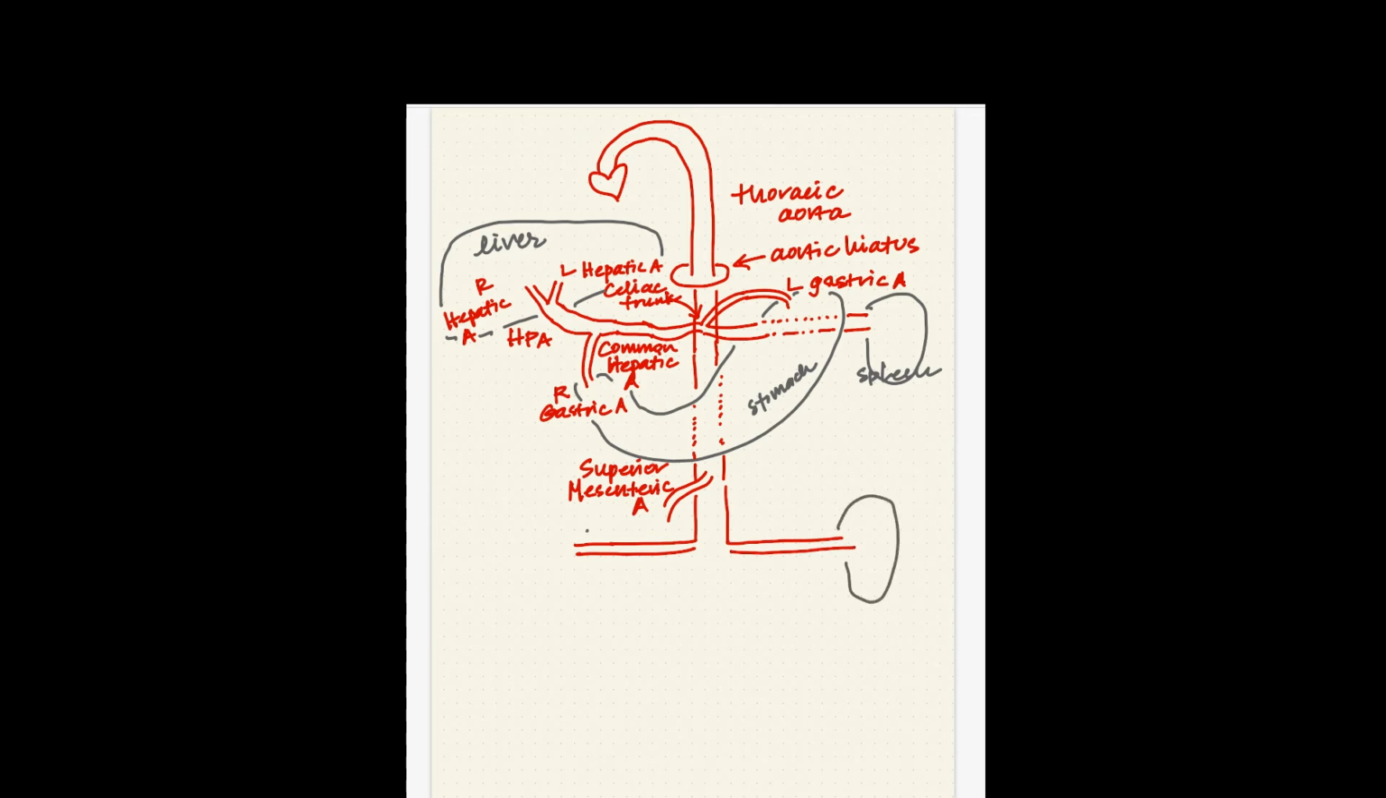Our next two branches are going to be the left and right renal arteries. And they're going to supply our kidneys with blood. So we're going to have a left and right kidney, as well as left and right adrenal glands that are perched right on top of those kidneys. So the adrenal glands need blood as well, which means that we're going to have a left and right suprarenal artery supplying them with arterial blood.